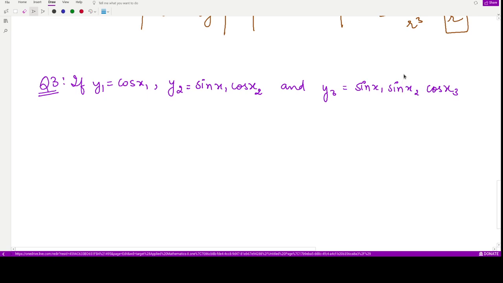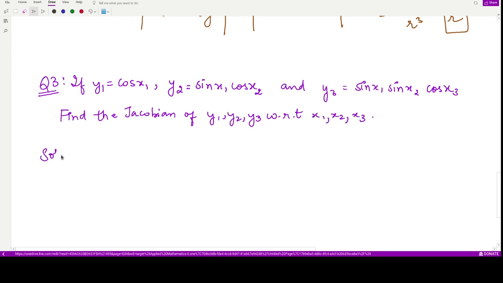So then they are asking: find the Jacobian of y1, y2, y3 with respect to x1, x2, x3. So this is the question.